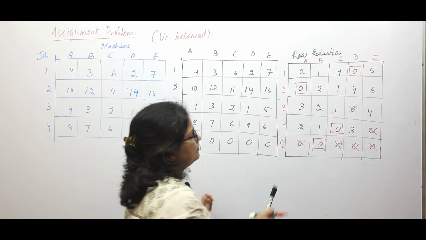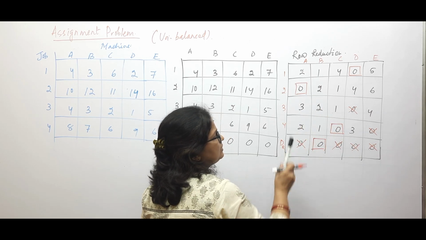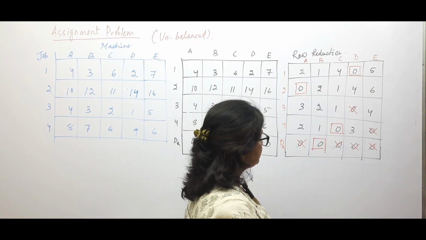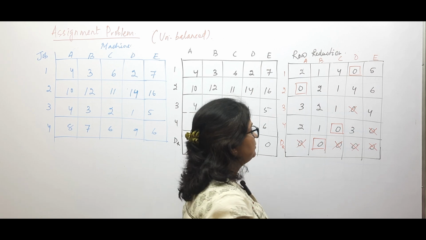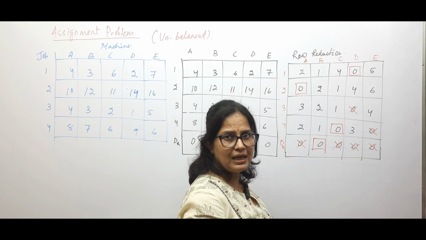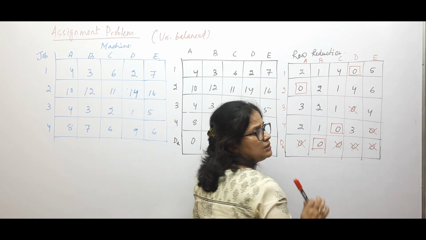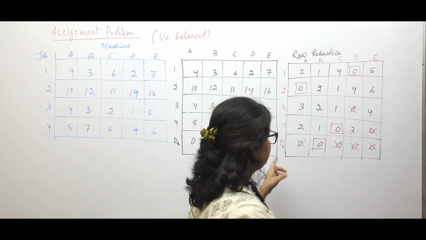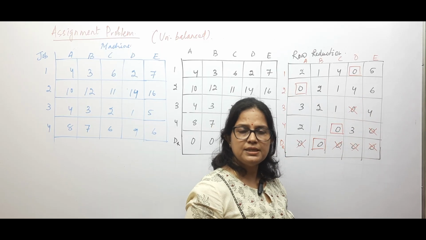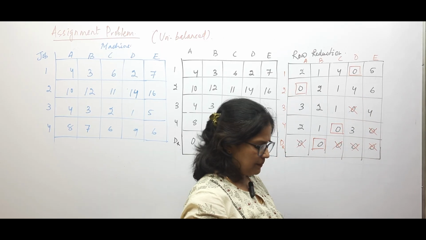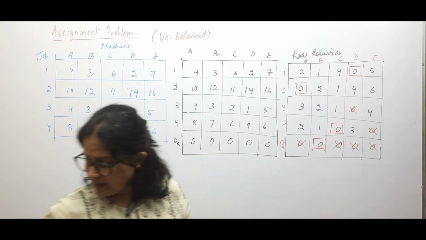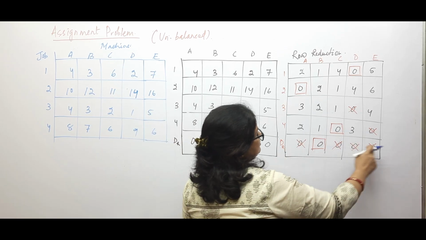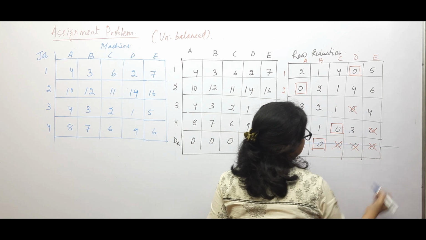See here, we actually need 5 assignments, but we are getting only 4 assignments. So we should go for the iteration process. For that, what do we need to do? We have to draw the minimum number of lines which will cover all our 0s. Let us draw the minimum number of lines. See, here we have the maximum 0s. I can draw a line here like this.